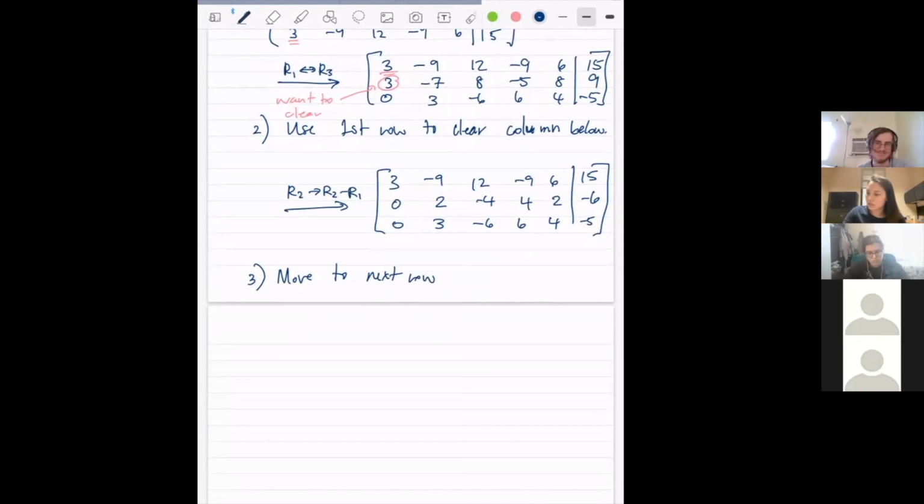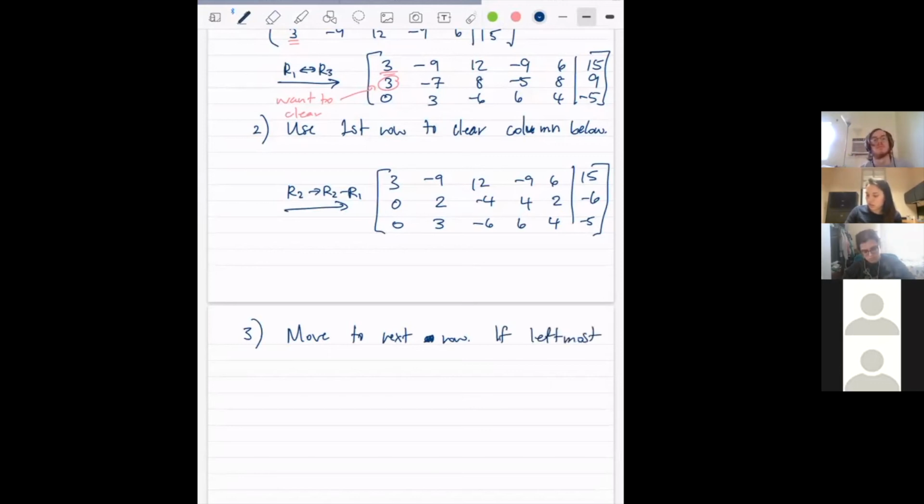In fact, I'm going to put this on the next page. Oh, I can't. Oh, well. Okay, so step 3, you sort of ignore the first row now. You just move on to the next one, and you look for your leftmost entry. So if the leftmost entry does not occur in that row, you have to swap it with the lower one where it does occur.